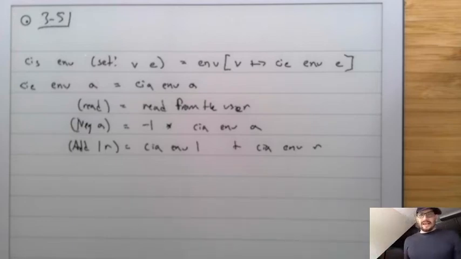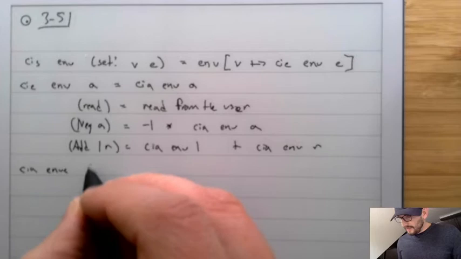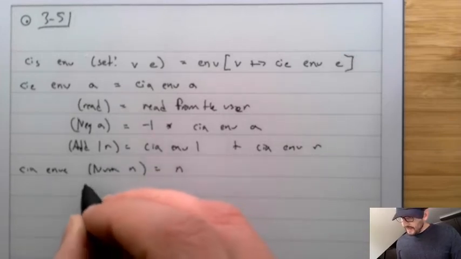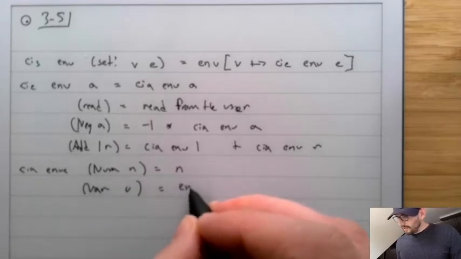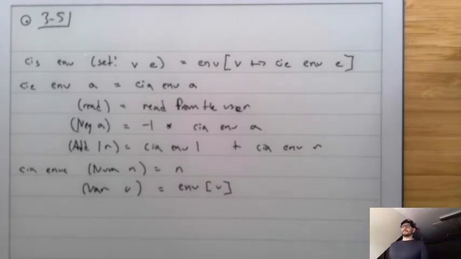Finally, we need to say how the CIA function works. So CIA on an environment and a number n will just equal that number. And if instead we have a variable v, then we'll look up in the environment what the value of the variable is. So what this does is we have now defined the C0 language.